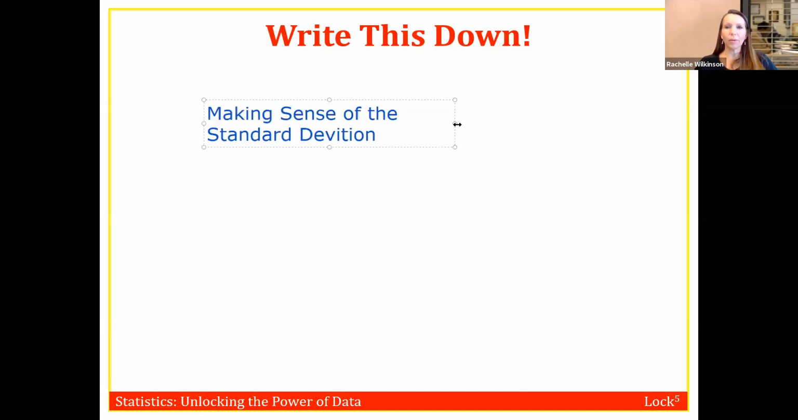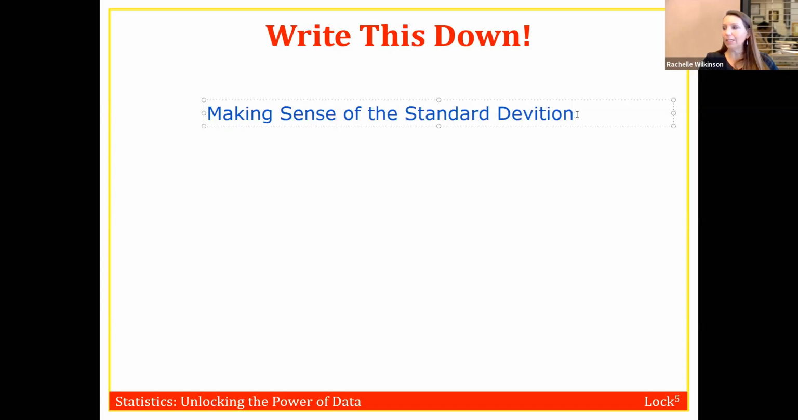The first thing we're going to talk about is something called the 95% rule. The 95% rule says that if our data is bell-shaped symmetric, then about 95% of the observations are going to be within 2 standard deviations of the mean. So we'll write that down, and then we're going to talk more about what that means.